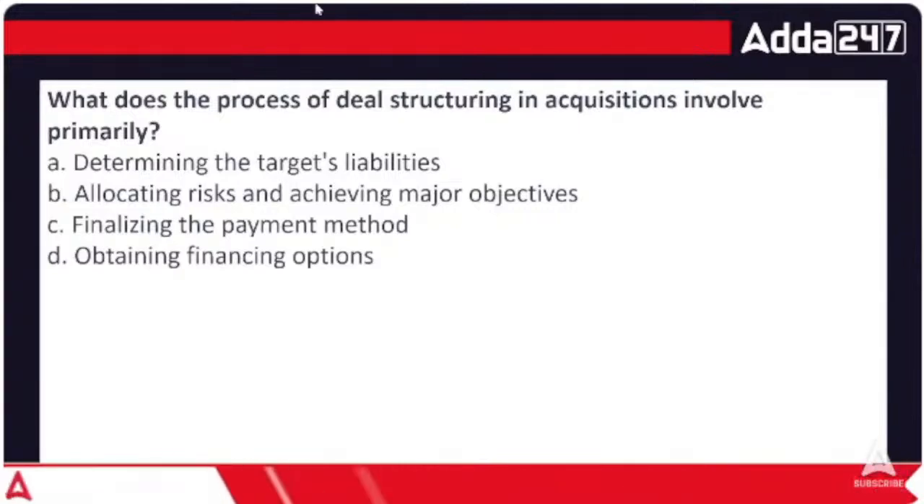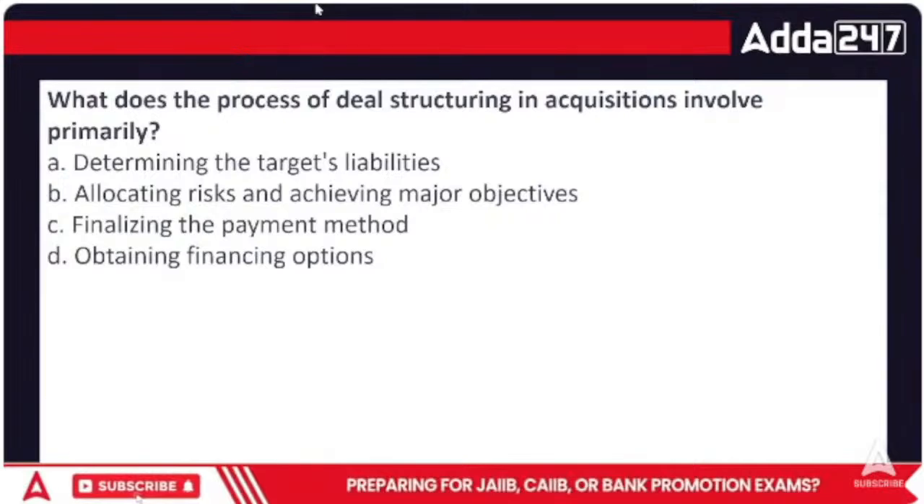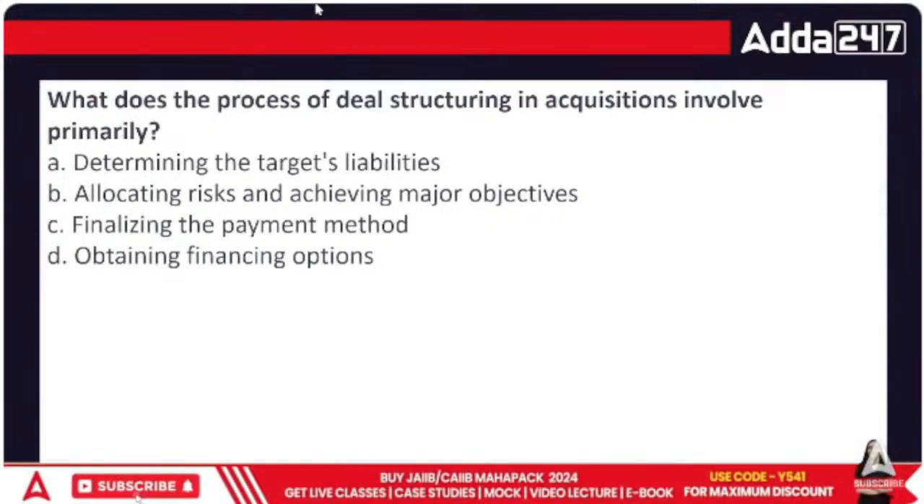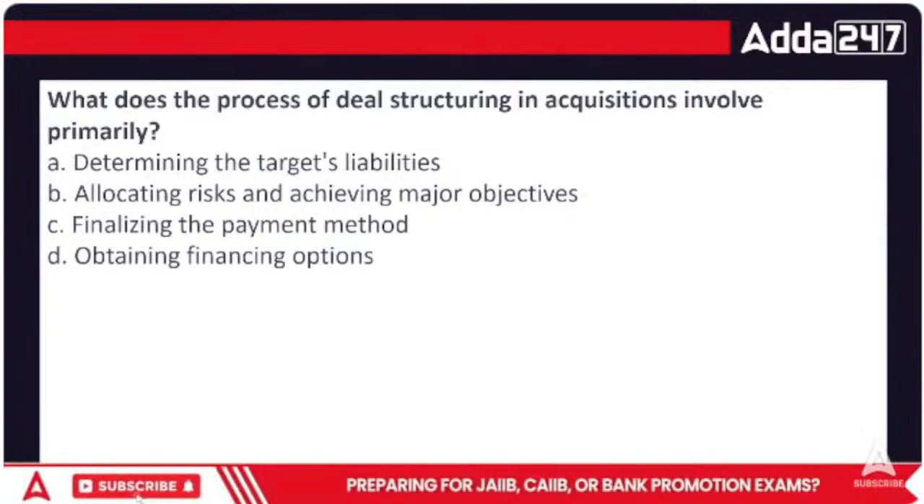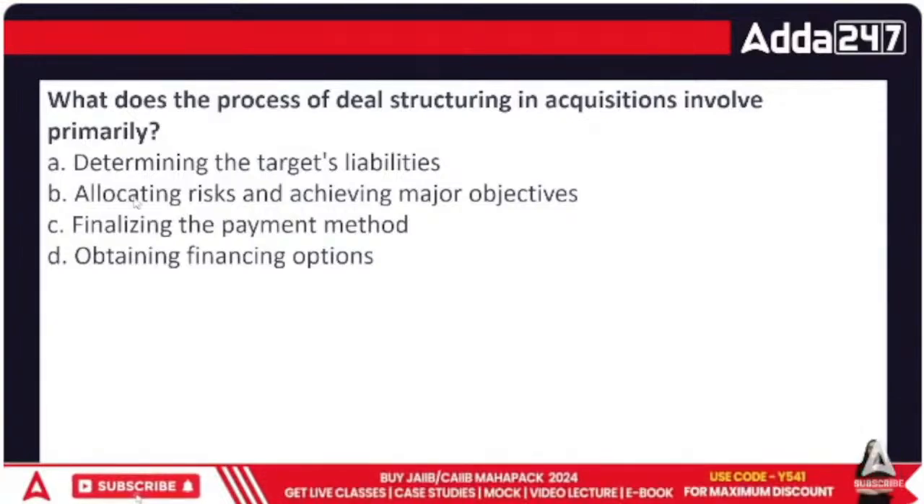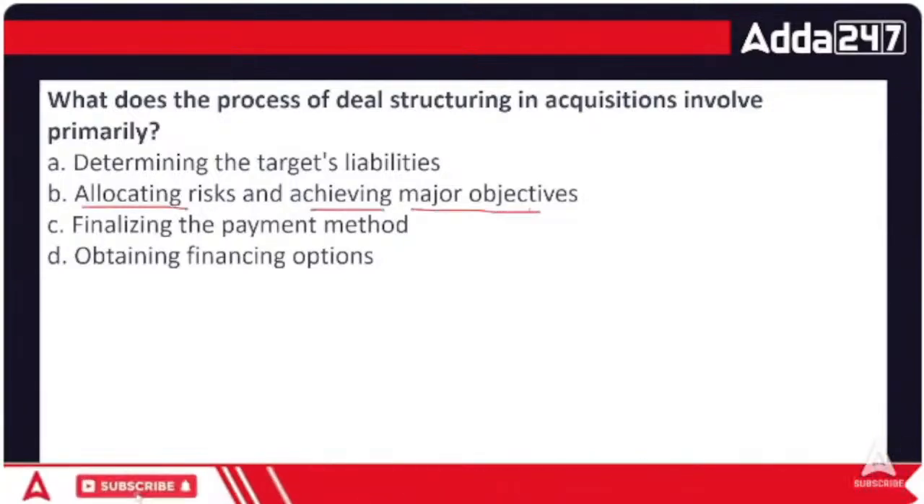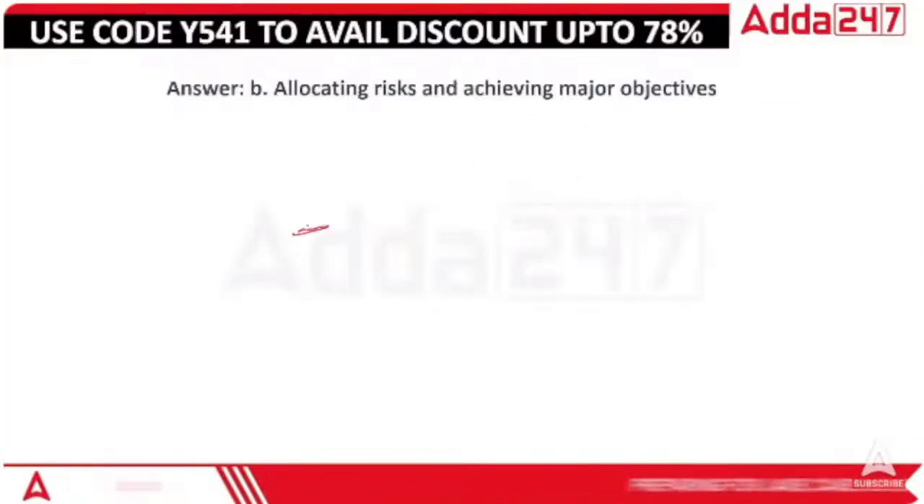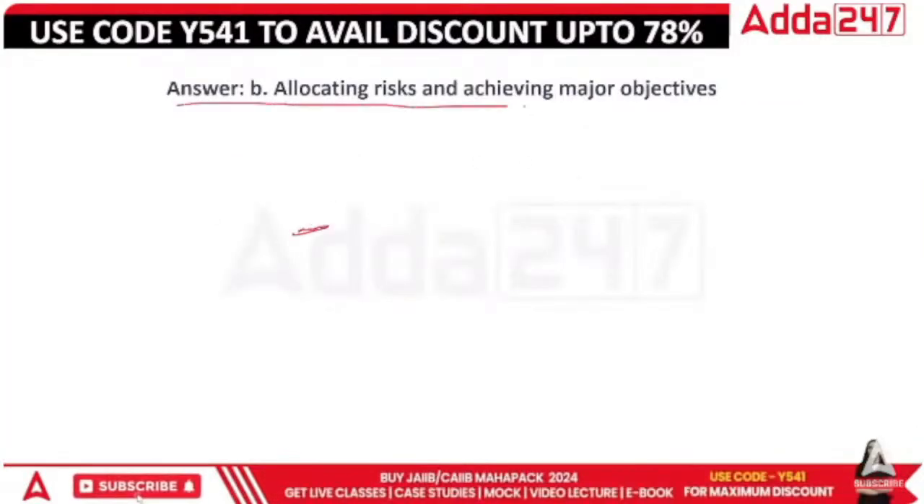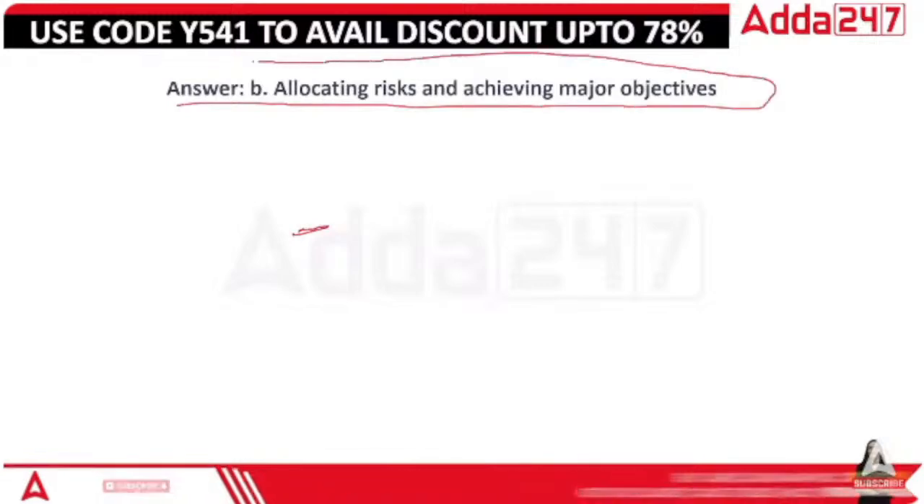When we talk about the process of deal structuring in acquisitions, acquisition means purchase. We are acquiring the other organization. If you're acquiring the other organization, then the first thing is always looking at the objectives, everyone. So this is related to the area of allocating the risks and achieving major objectives. In this case, the first and foremost thing is always allocating the risks and achieving the major objectives.